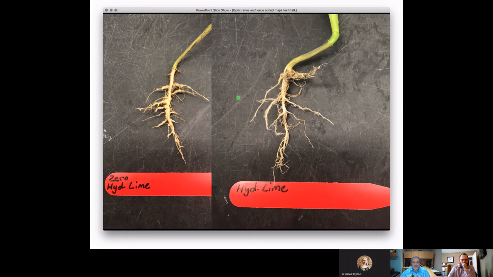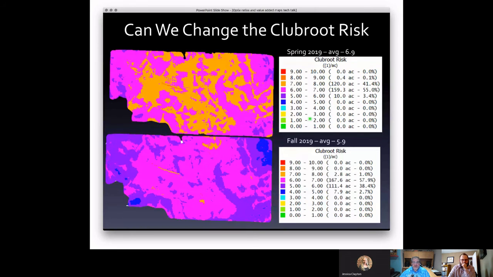By no means are we suggesting that we're going to eradicate clubroot from the field, but if we can change the environment that the clubroot likes to thrive in, our plants have a chance to get up and going. And maybe we'll have a gall or two on this by the end of harvest, but at least we'll have something to harvest versus this plant, which will be choked off and mature long before we can get it harvested off that field. And then can we change that clubroot risk?